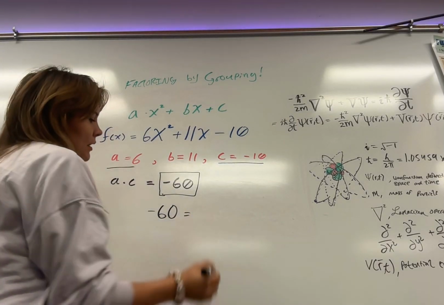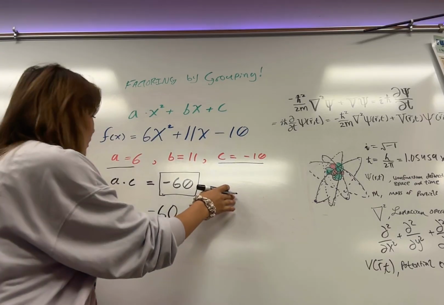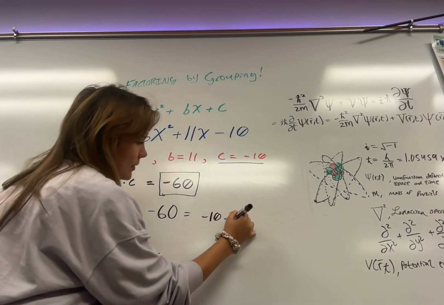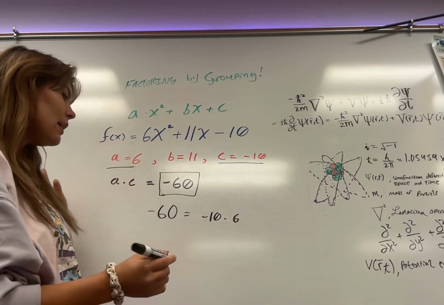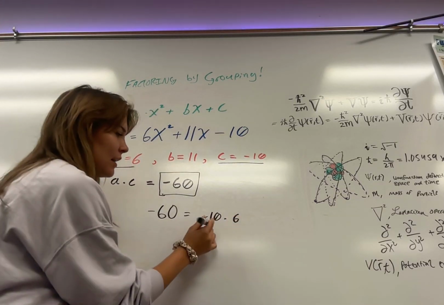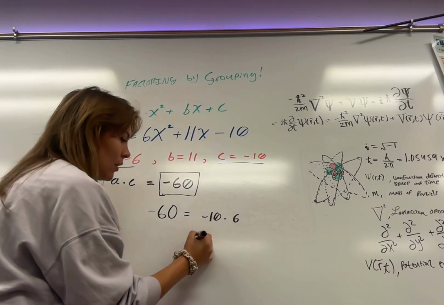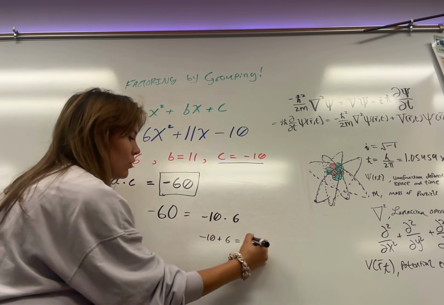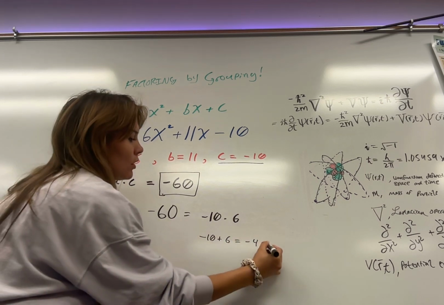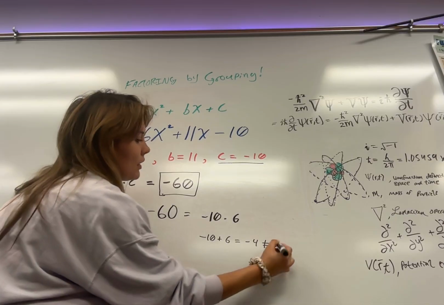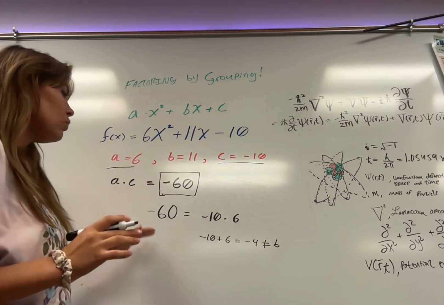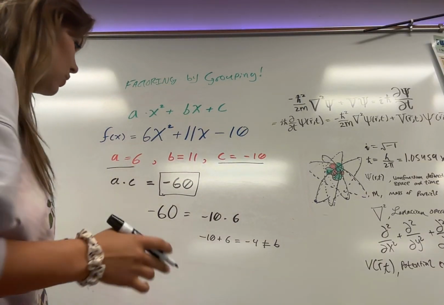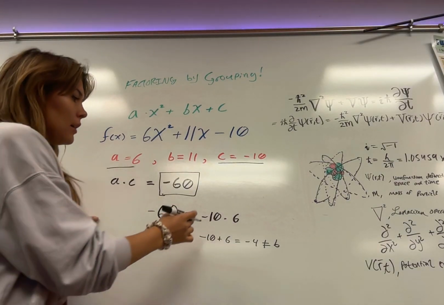Well, negative 60 is, as we've already shown, equal to negative 10 times 6. Okay, what is negative 10? Now we're just going to add these two together to see if they equal b. All right, negative 10 plus 6 is equal to negative 4, which is not equal to b. So this is not the factors that we're looking for. Yes, they're factors of this number, but they're not the factors we're looking for. So let's move on to the next one.